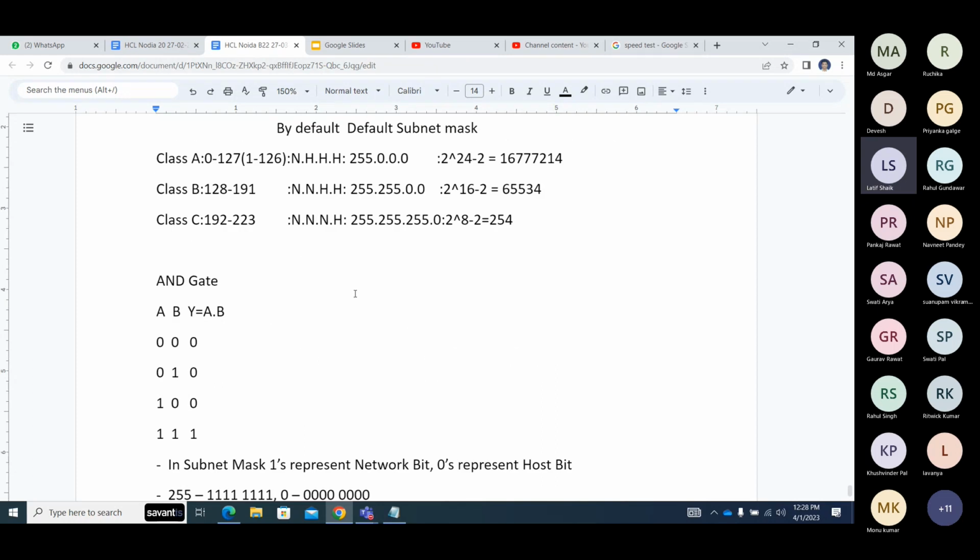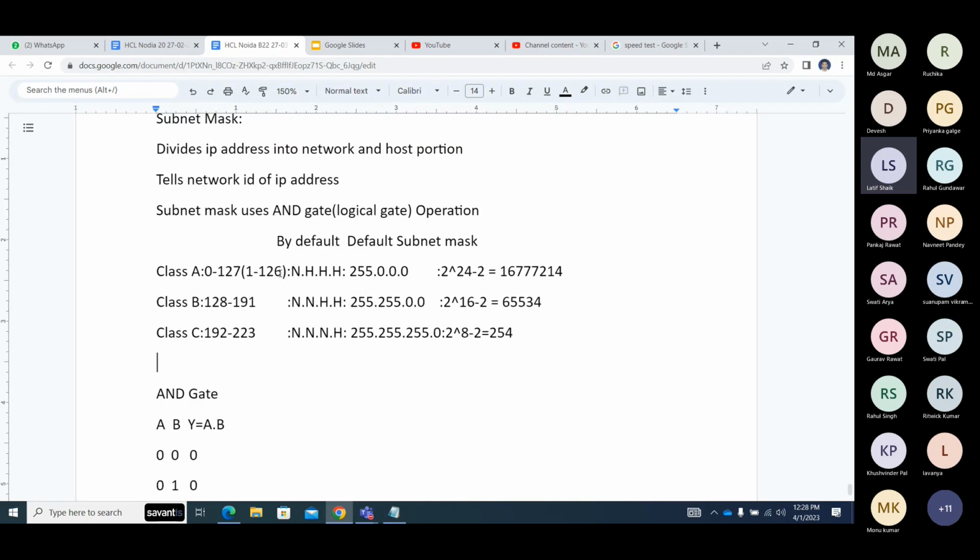Okay, simple to remember: where the network portion is, there is a 255. So the class A default subnet mask is 255.0.0.0. Class B: network portion and host portion, the first two are network, the next two are host portions, right? So the default subnet mask is 255.255.0.0. Class C is 255.255.255.0, because three are network portion and the last one is host portion.